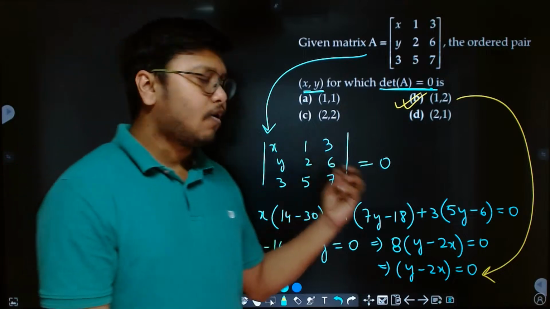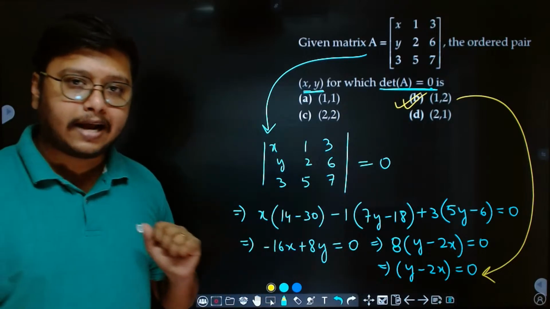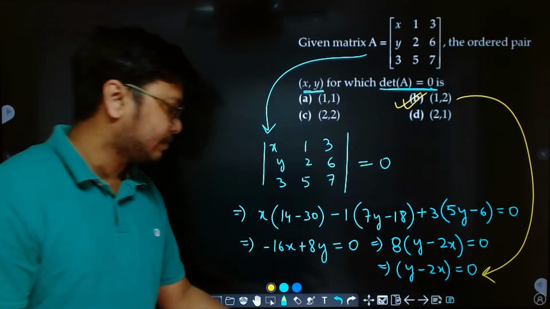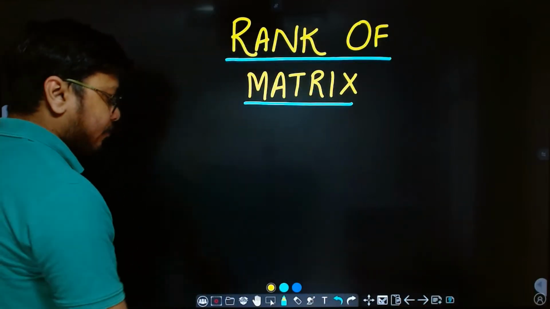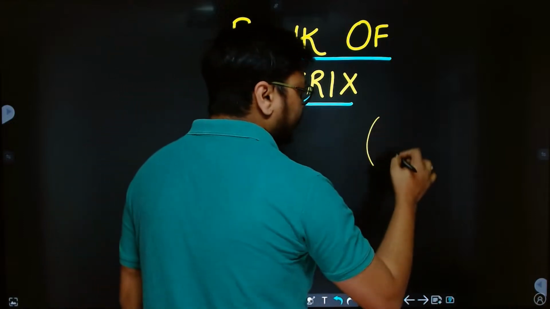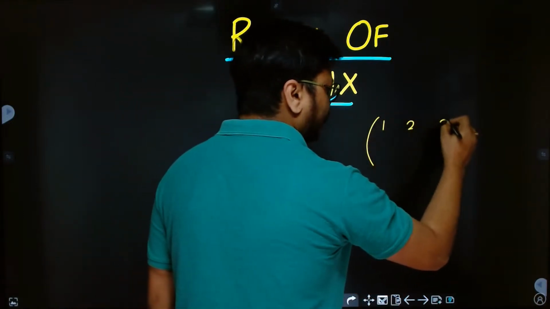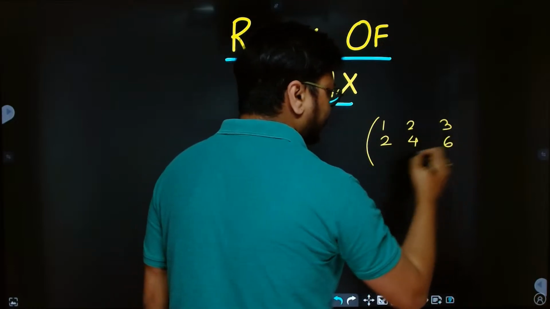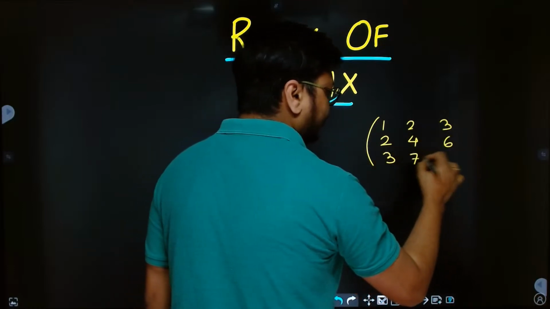All right. So now let's go into the concept of rank so that we can do these kinds of questions much more easily with the rank concept. So what is the rank of a matrix? Let's take a small example if you have forgotten. Let's say I have the matrix 1, 2, 3 and 2, 4, 6 and 3, 7, 8.